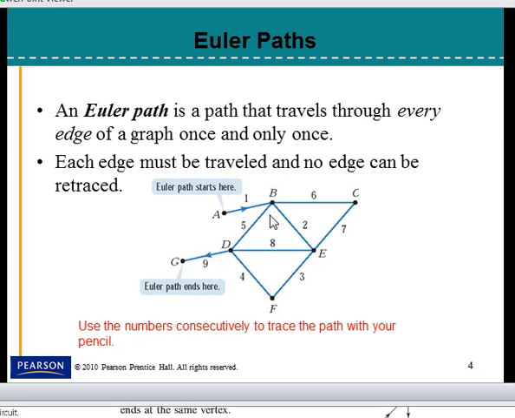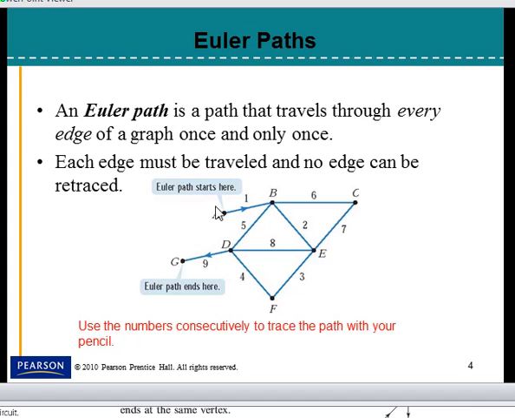An Euler path is a path that travels through every edge of a graph once and only once. Each edge must be traveled and no edge can be retraced.